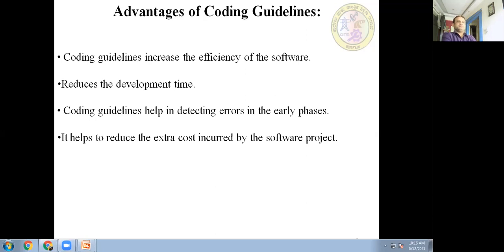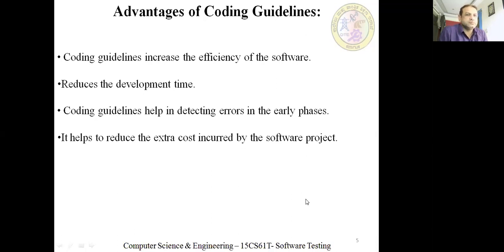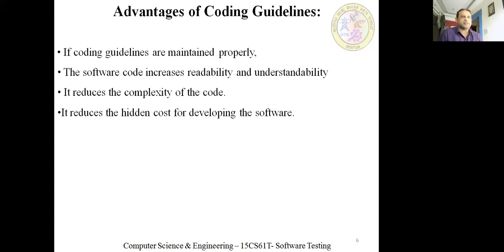Advantages of coding guidelines. Coding guidelines increase the efficiency of the software. It reduces the development time. Coding guidelines help in detecting errors in the early phases. It helps to reduce the extra cost incurred by the software project. So these are the advantages of using coding guidelines: reduced time, efficiency, detecting errors, and saving cost for the organization. Then next, some more advantages.